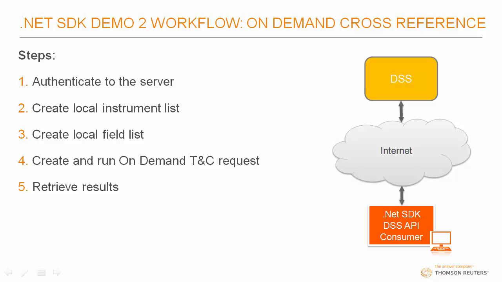The workflow of our program is the following. After authenticating to the server, we will first create an instrument list, locally, not on the server, and a field list, also local. Again, the field list will be specific to the type of data we are requesting, which in this case is terms and conditions data. We chose this template because it is one of those that deliver instrument codes, which is what we need to cross-reference. Then we will create and run our on-demand request, and finally retrieve the results. Let us look at the code.